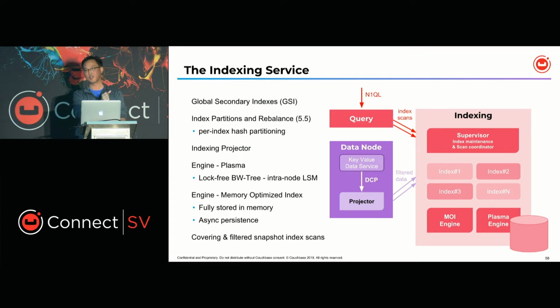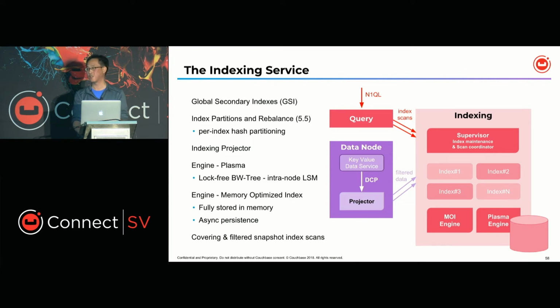The projector filters out just the fields that you're trying to index, and it can apply expressions to say, I just want the data where the employee salary is less than X, and only that subset of data is going to hit the indexing engine. When it does hit the indexing engine, there's a supervisor maintaining a whole bunch of state underneath the hood, including snapshots, so that you can get consistent scans from the core engine.